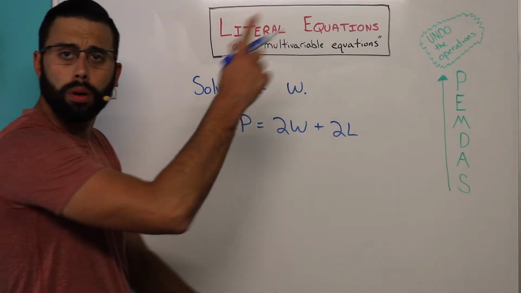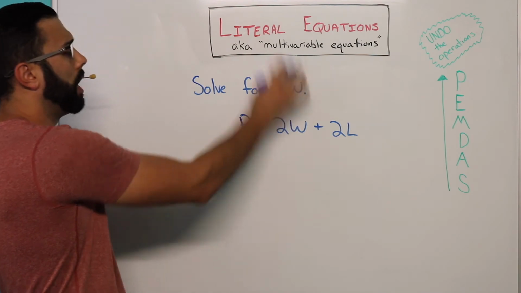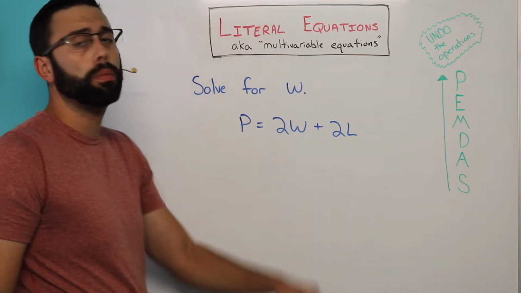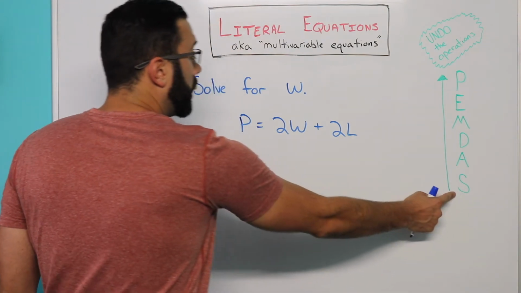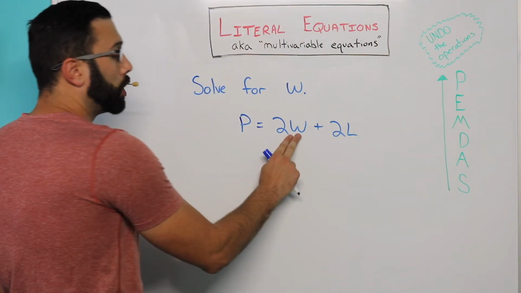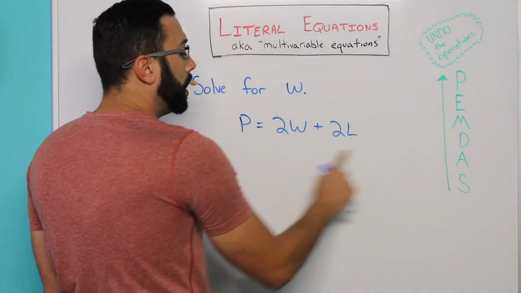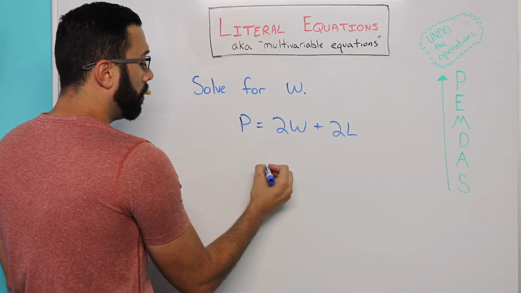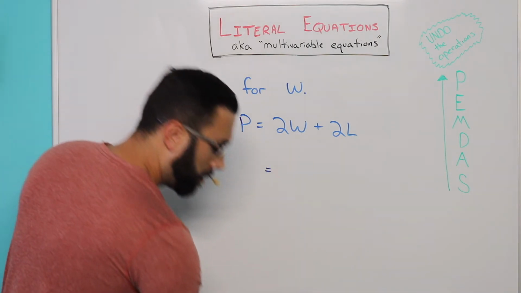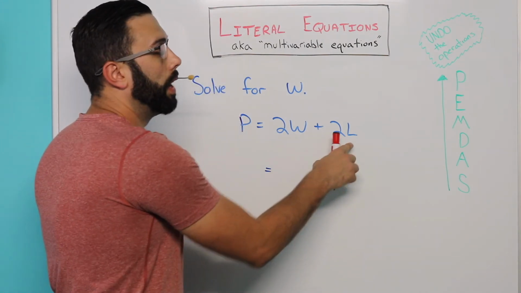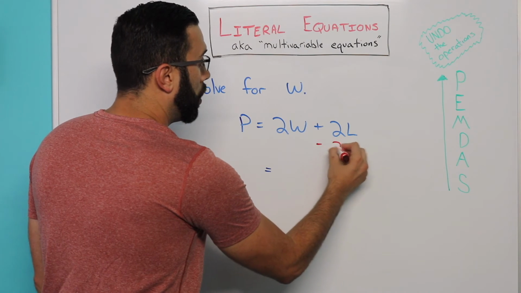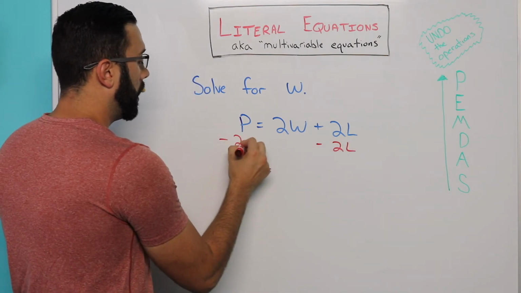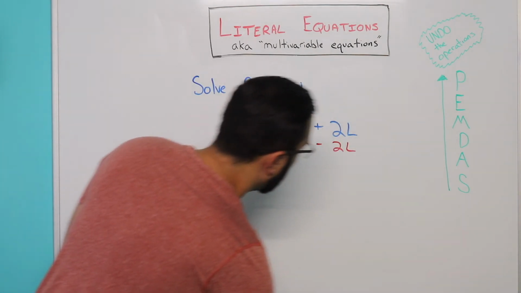All right, in this example, we're going to solve for w. P equals 2w plus 2l. Let's just do the inverse operations again. Do you see any subtraction over here? I'm trying to solve for w. Nope. Do you see any addition? Yes, I do. I'm going to put my equal sign right here. And it says plus 2l. Well, what's the opposite of plus 2l? Negative 2l. What I do to one side, I do to the other.